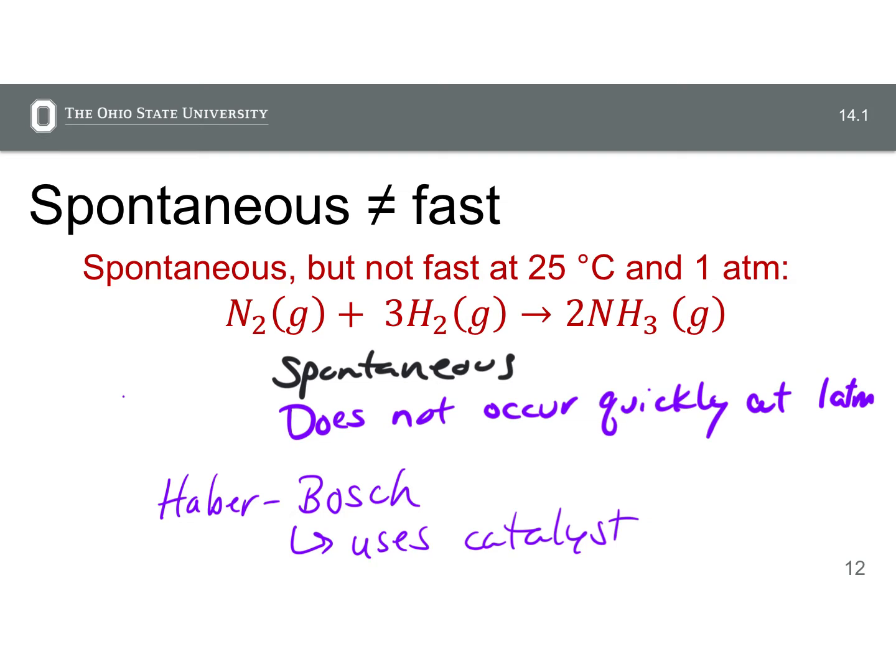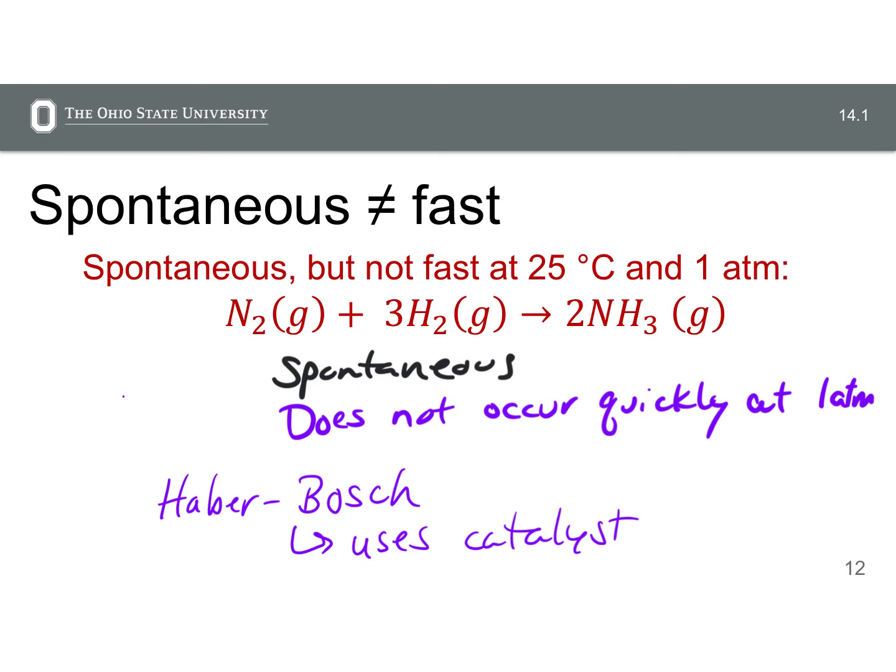Without this reaction, without the Haber-Bosch process, none of us would probably be here. It is the reason why there's almost 8 billion people on Earth. The formation of ammonia, ammonia is used in fertilizer, which is how we feed 8 billion people. Without fertilizer, we wouldn't be able to make enough food, enough crops to survive.